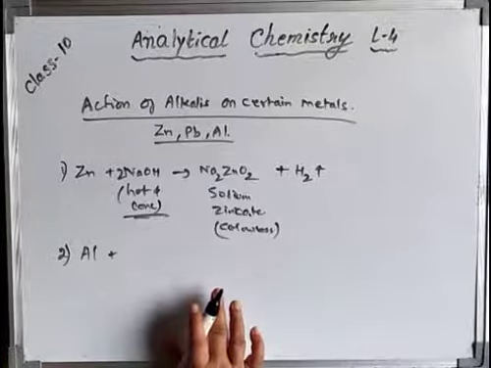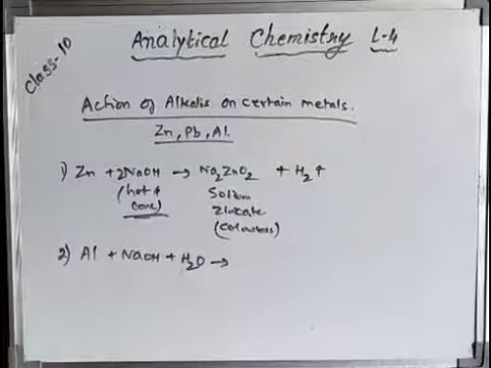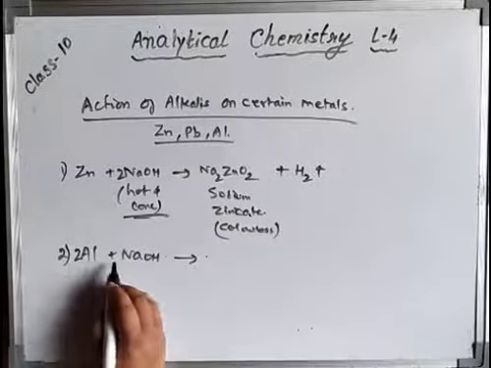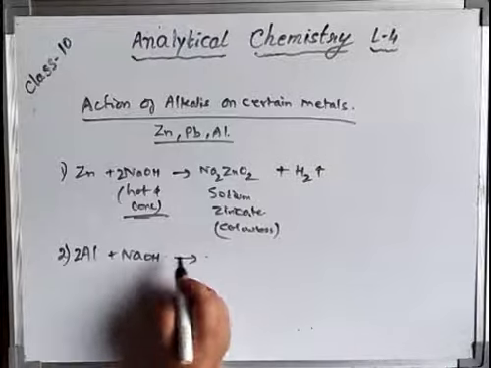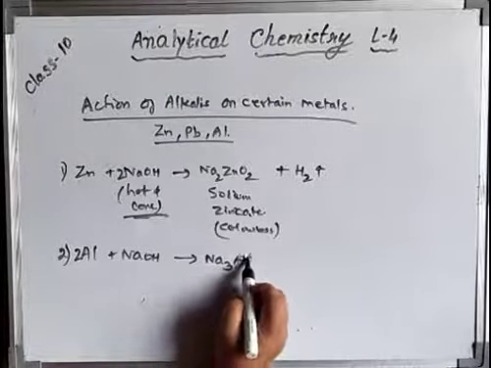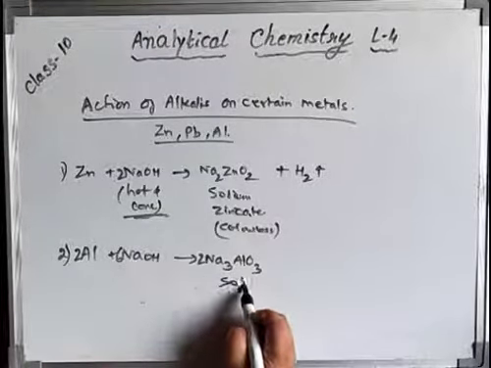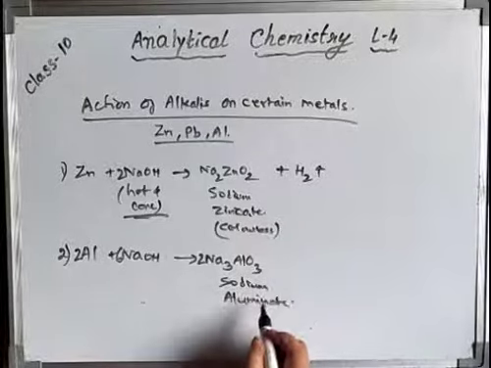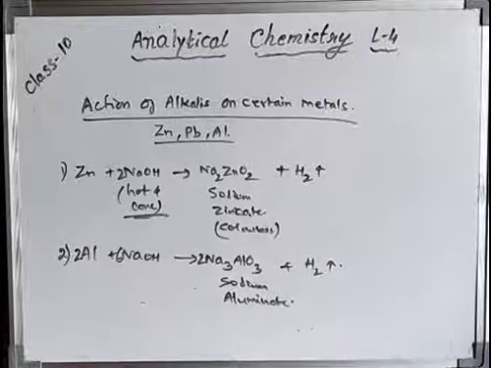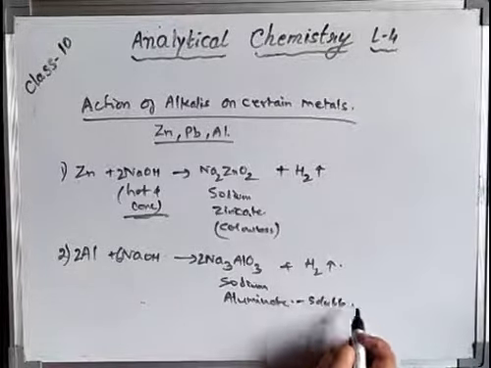Next, we will see aluminium. Water has been added here to make it soluble. 2Al plus NaOH gives sodium aluminate, that is Na3AlO3. Now the name is what? Sodium aluminate. It is a soluble salt, plus hydrogen gas will be liberated.